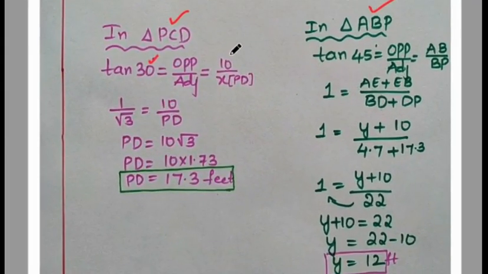Tan 30 is equal to 10, which is given in the question, opposite side, by x. If I take this one as x, it will be opposite by adjacent, 10 by x. So tan 30 value is 1 by root 3. PD will be 17.3 feet.